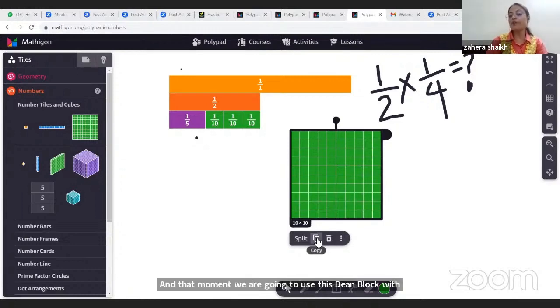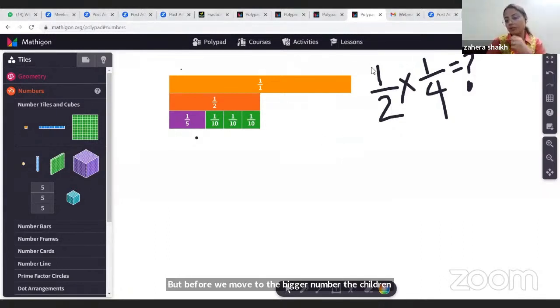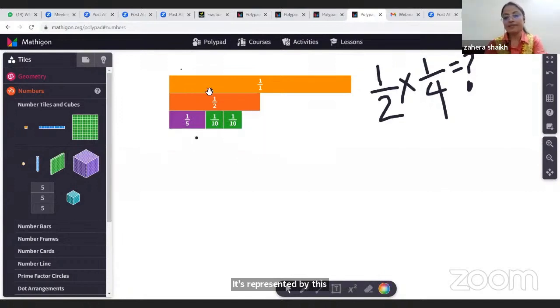And at that moment we are going to use the Dienes blocks with the bigger numbers. But before we move to bigger numbers, the children should have clarity about the fraction and how they can solve, and what these number statements mean. They need to understand, then only can they work on big numbers efficiently. Right. So this half into 1/4 gives me an understanding that I have to take half of 1/4. Let me remove these tiles.